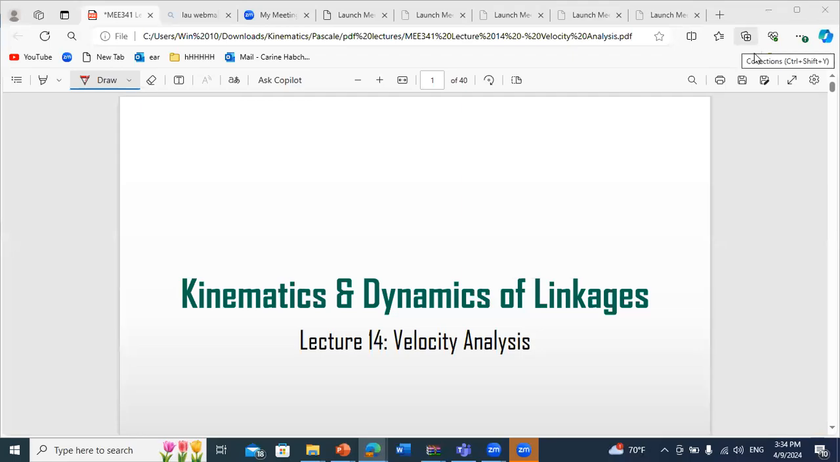Okay, so in this chapter, we'll introduce velocity analysis. This chapter is a continuation of the previous ones. So you will see that we'll start from a loop of vectors to solve for position. Then we move to velocity analysis.